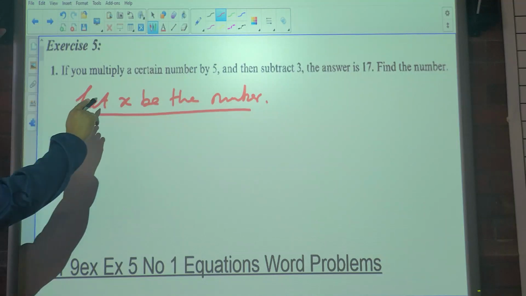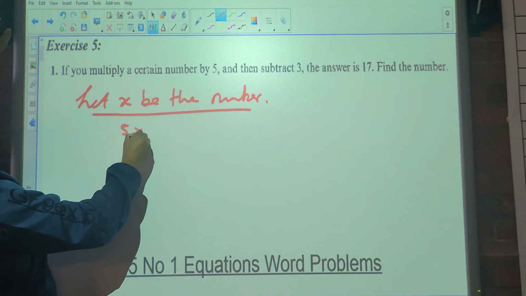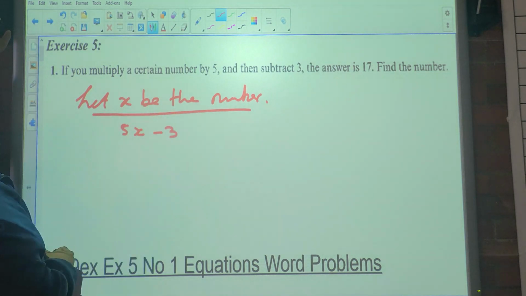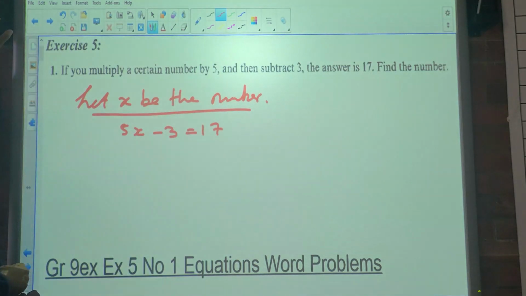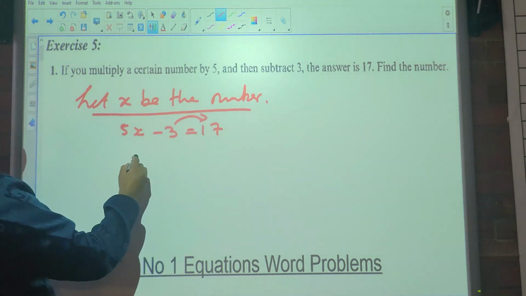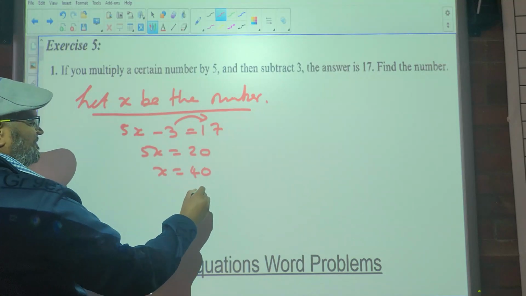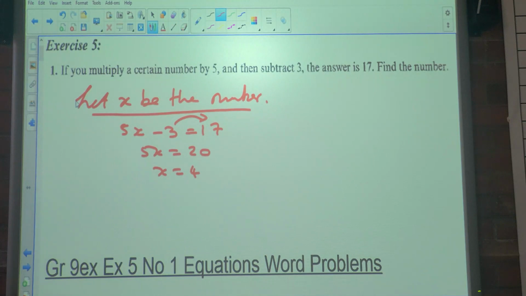So if you multiply a certain number by 5, it will be 5x. Then subtract 3, minus 3. The answer is 17. So what do I do now? Solve for x. Take it over, so 5x is equal to 20 and then x is equal to 4. Not 40. Who got that right? Alright, so we are on the right track.